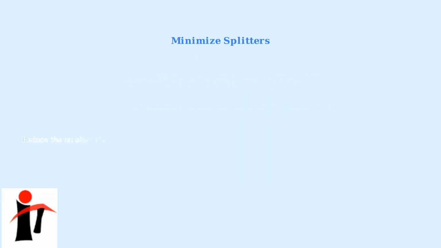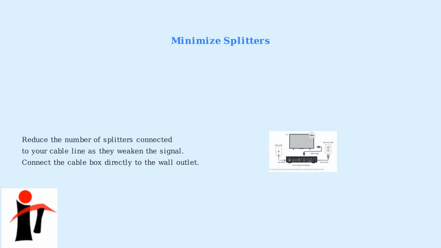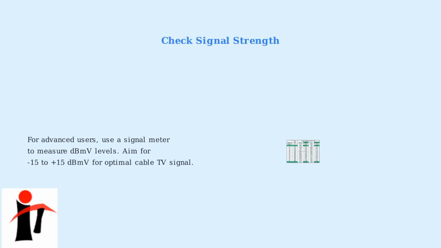If a simple reboot doesn't resolve the S0900 error, further investigation is needed. Minimize the number of splitters connected to your cable line, as they can weaken the signal. If possible, connect the cable box directly to the wall outlet. For advanced users, a signal meter can measure dBmV levels. Aim for -15 to +15 dBmV for optimal cable TV signal.